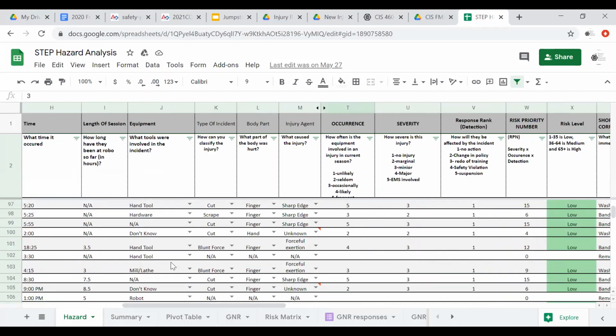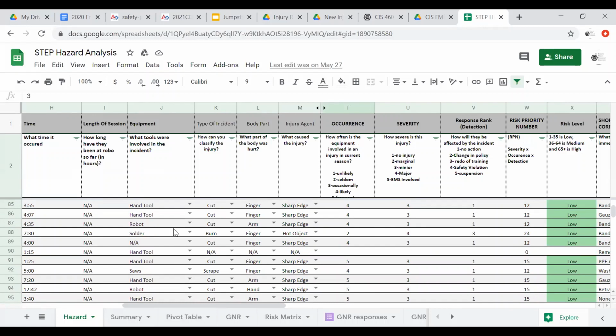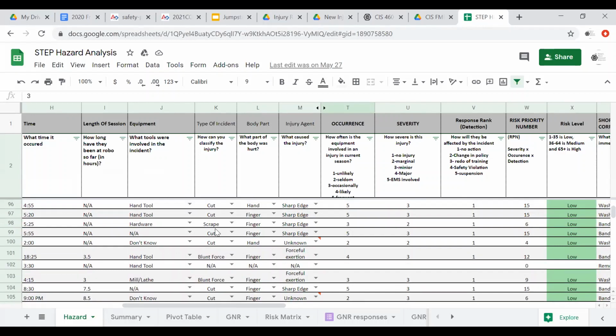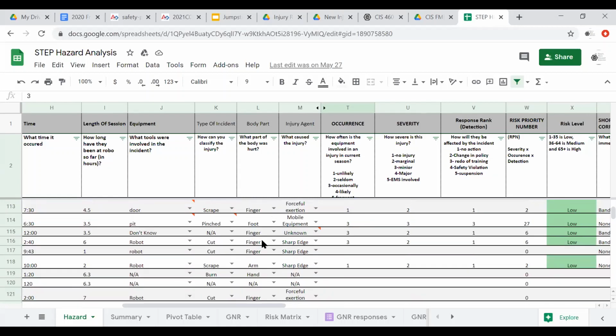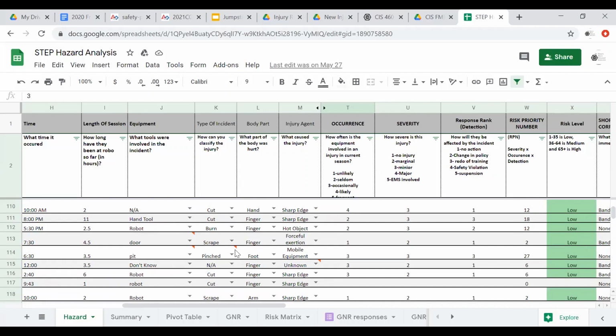So equipment: this is what they got hurt on, like the saws, a hand tool, was it a mill? So you can classify the injury. What body part? That's once again those checkboxes. You're going to have a few that are others that are fitting in, so you might get a little angry red thing, but that's okay. It'll get over it eventually.